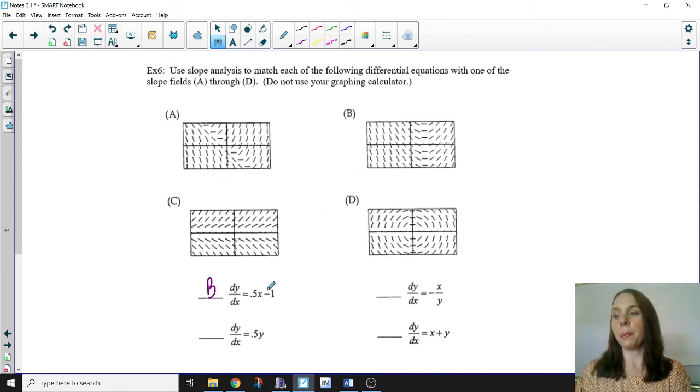The opposite is true whenever you have a differential equation that's only in terms of y. It will be horizontal rows that have the same slope because, like this one, these all have the same y coordinate.